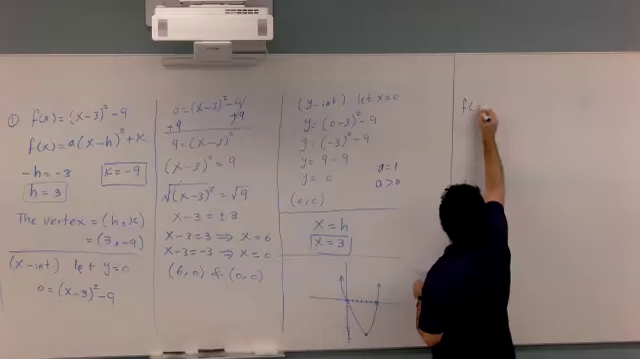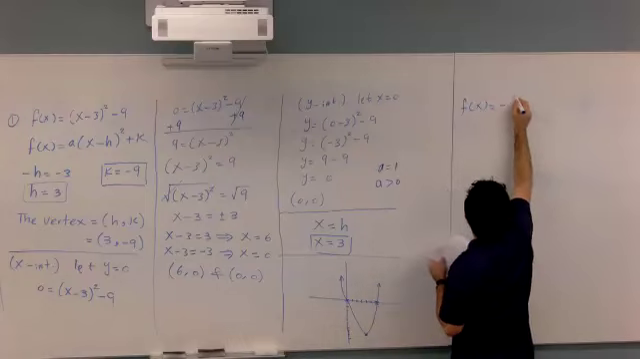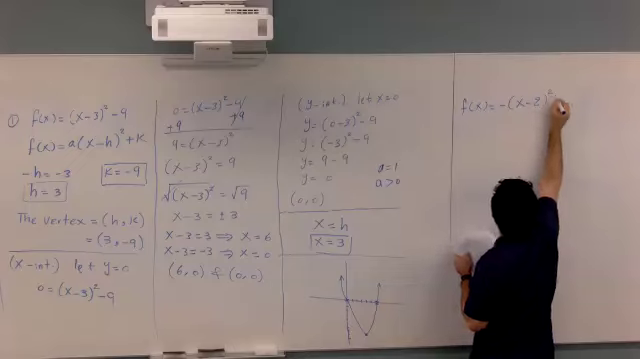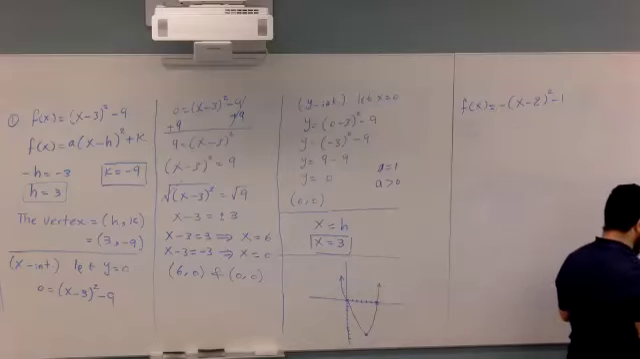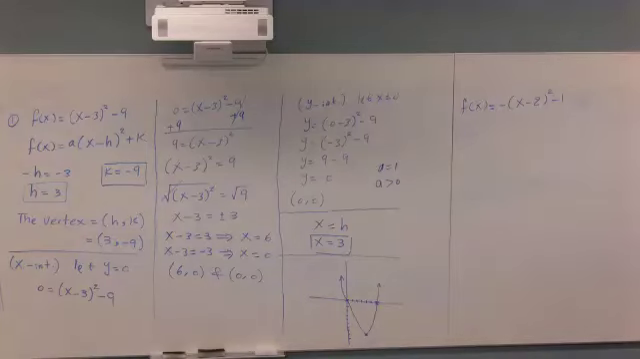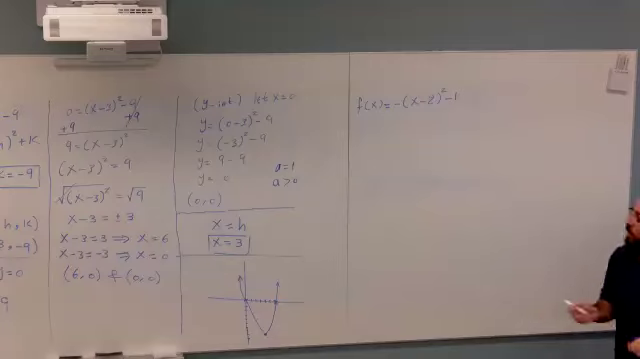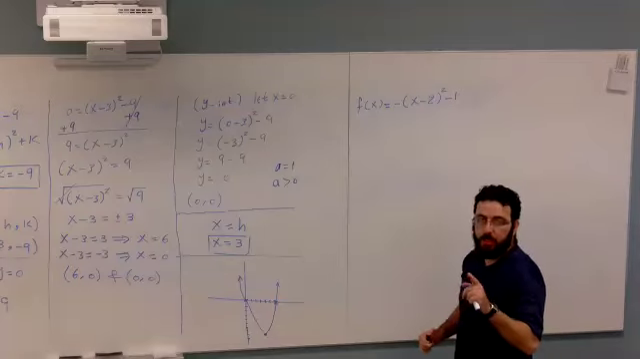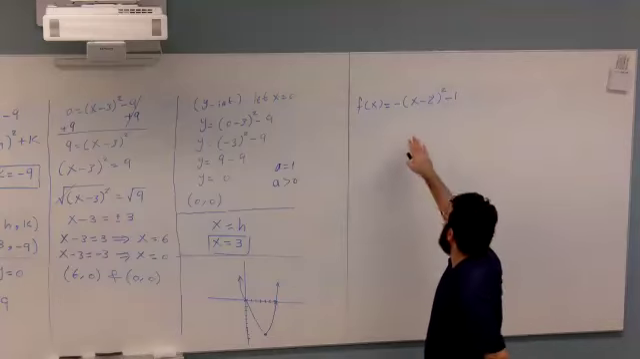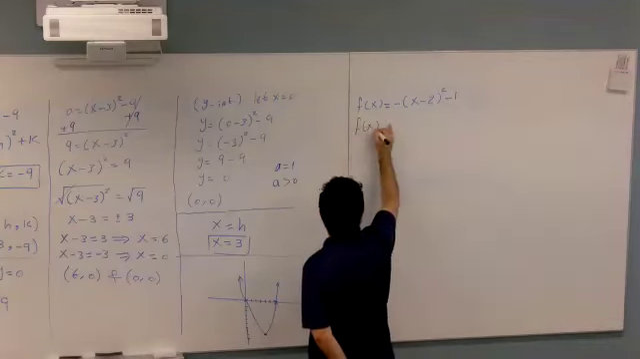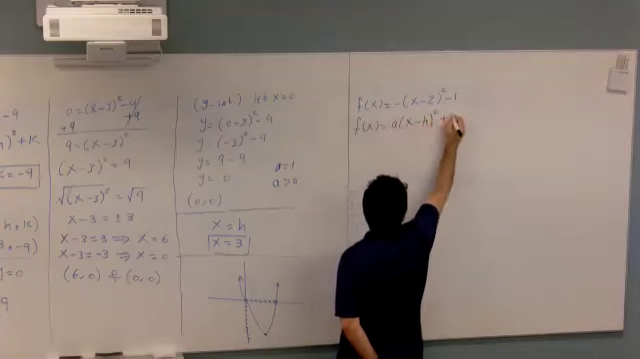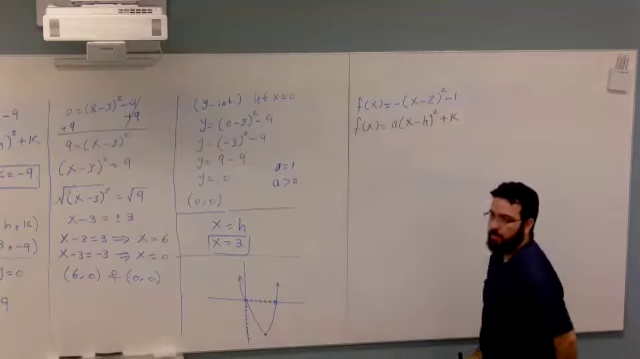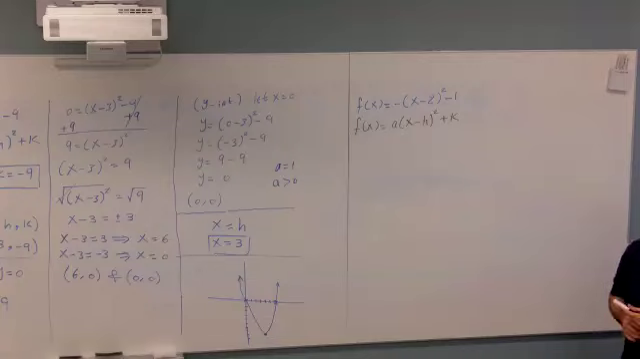Let's write down the next one, which is f(x) = -(x - 2)² - 1. Example 2. So again, we are asked to find the vertex. I'm going to check this one similar to what? The vertex formula. I'm going to write down the vertex formula. That's the first thing. It's going to make everything easier for me.